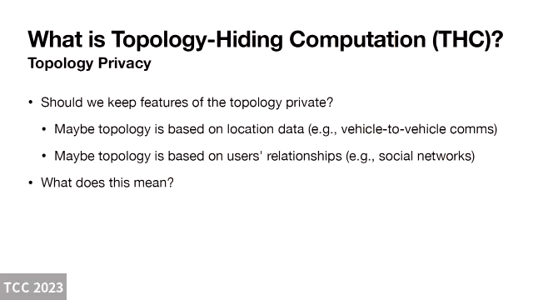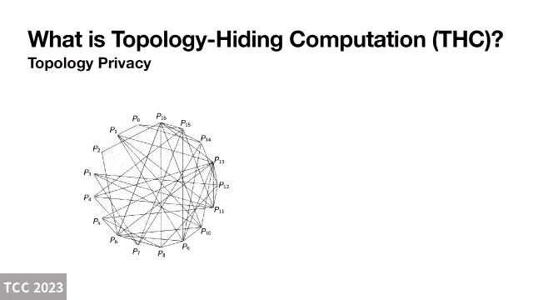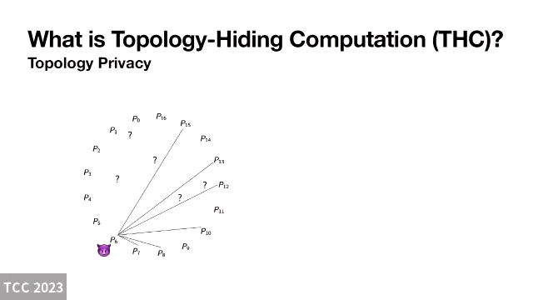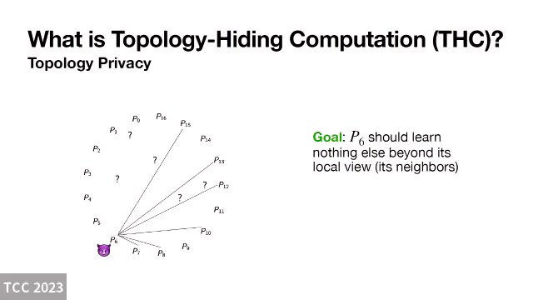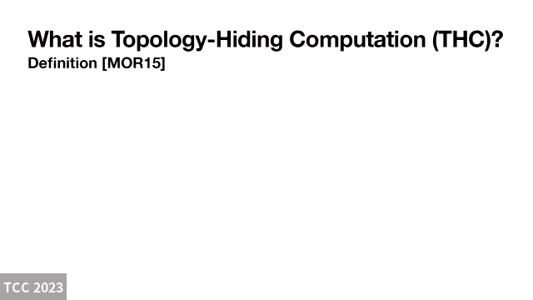Okay, but what exactly do we mean by topology privacy? So for this, let's bring back this graph, and let's assume that P6 is corrupted. So before the protocol even begins, what does this party see? It just sees its local connections in the graph, so its neighbors in the graph, and nothing else. So what we want from THC, in addition to the standard MPC guarantees, is P6 should learn nothing else beyond its local view.